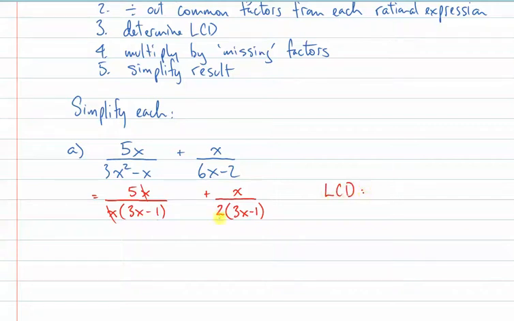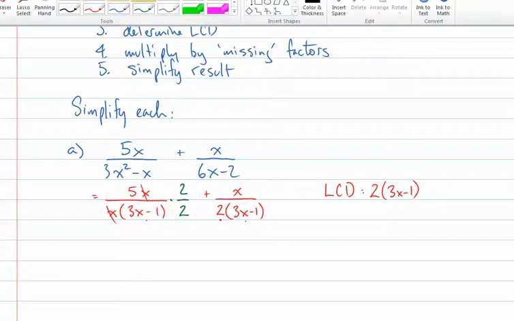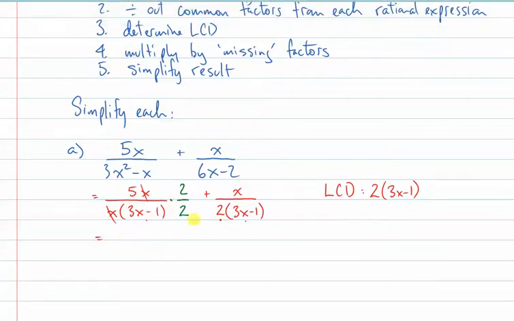All right, my LCD, I need a 2, and I need 1 factor of 3x minus 1. Okay, so what I'm going to do now, I'm going to get a different color. I am going to apply the missing factor onto the first rational expression. It's missing a 2. And that's all that we're going to have to do. Now, notice that I have the common denominator now. So I'm just going to write it once, and I'm going to have one combined numerator. The numerator is 5 times 2, or 10, plus x. Now, the numerator can't be factored, so there's no other cancellation possible.